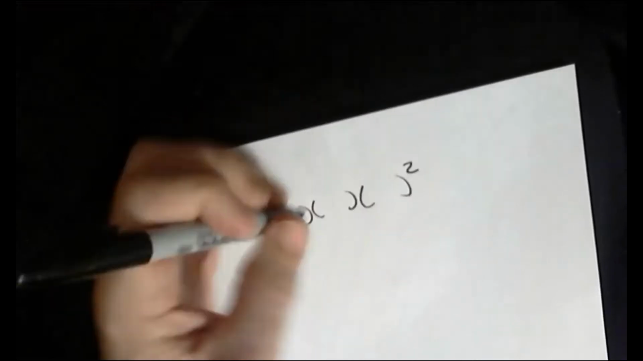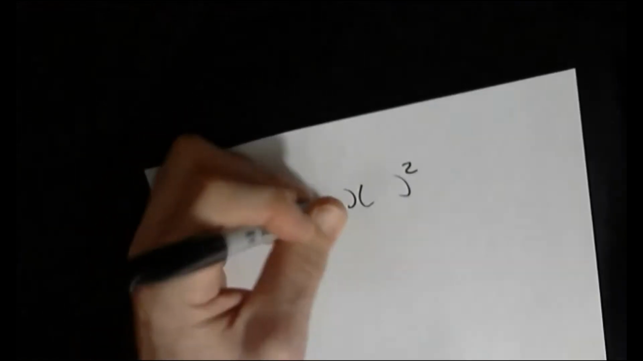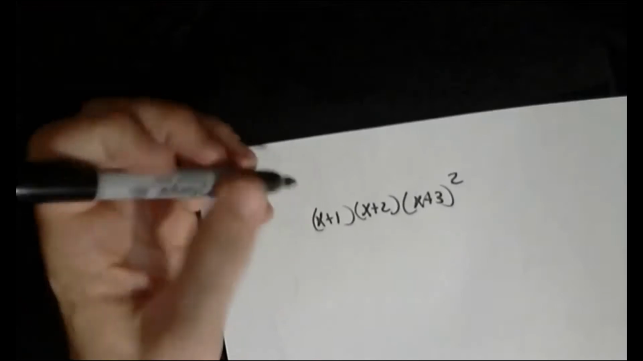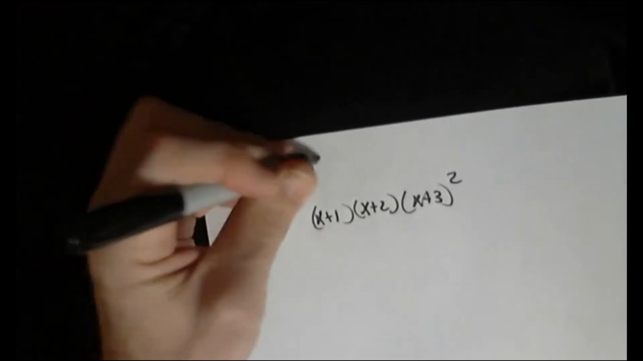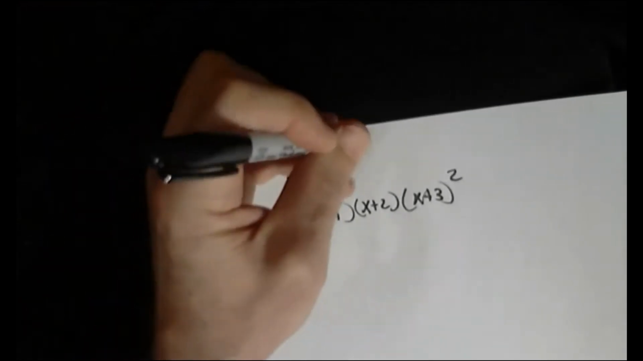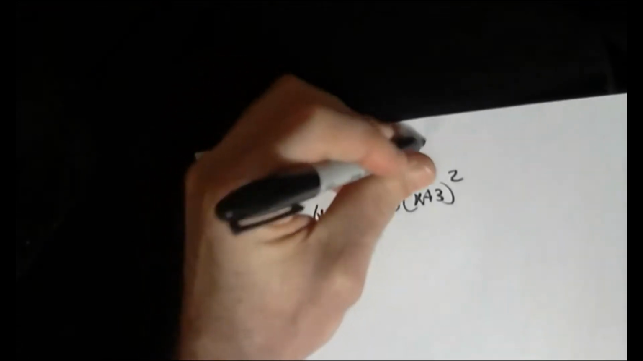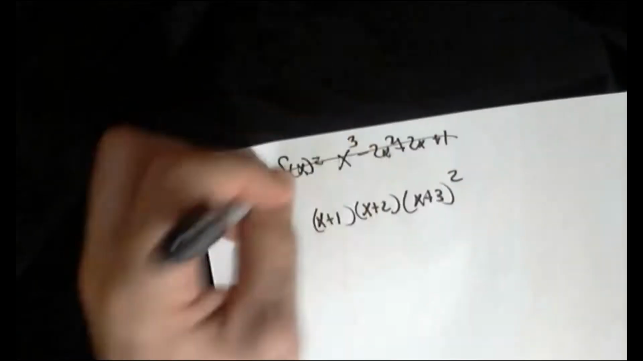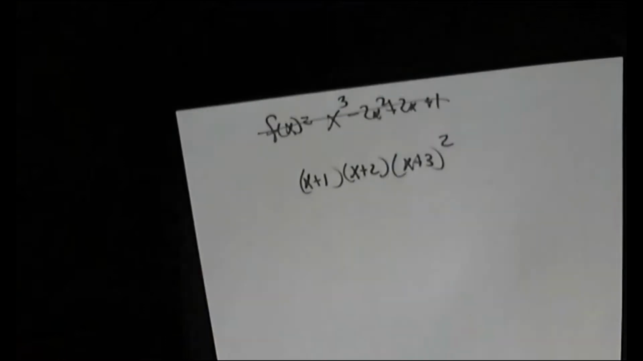Sometimes they're going to give you a factored form of the function. So instead of writing it as a polynomial, so instead of saying something like f of x equals x cubed minus 2x squared plus 2x plus 1 or some kind of nonsense like that, they could write a completely different function. They could write it as a product of factors.